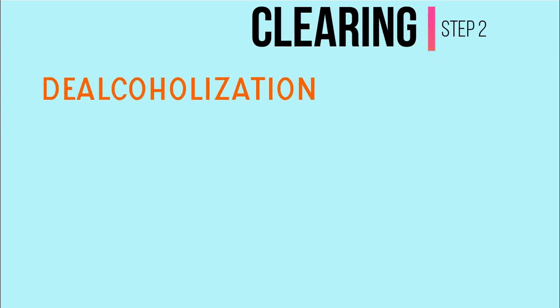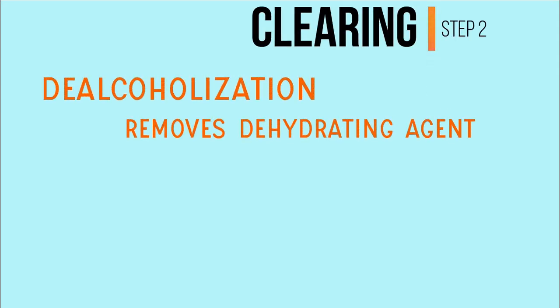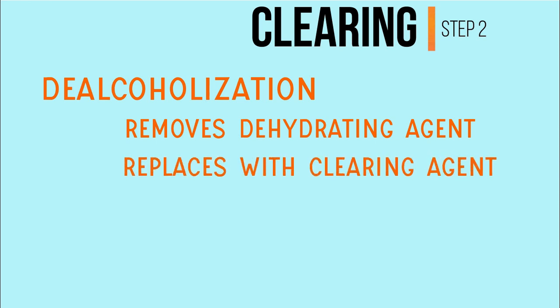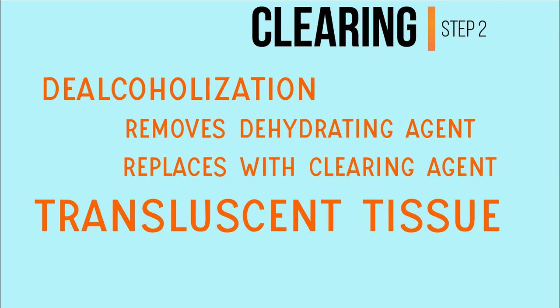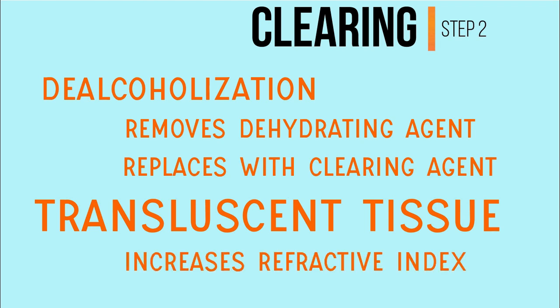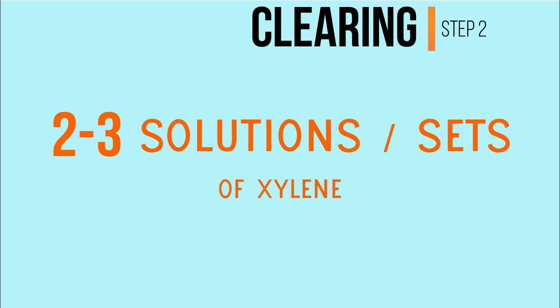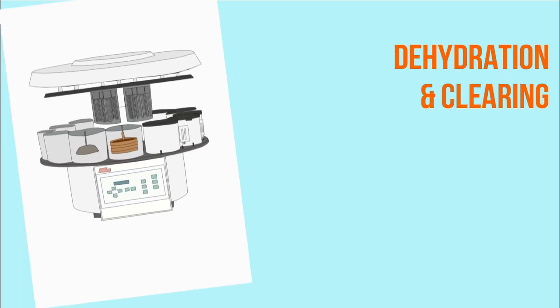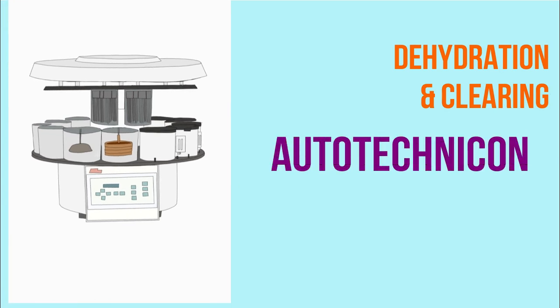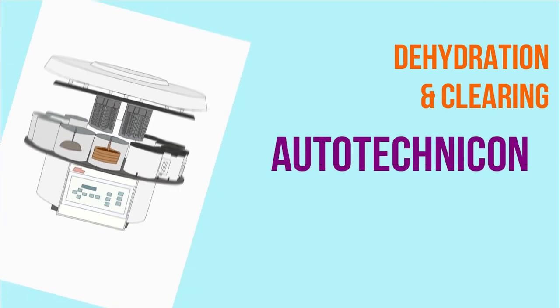Clearing is also known as de-alcoholization, which removes the dehydrating agent and replaces it with a clearing agent, which results in a translucent tissue, increasing its refractive index. In this step, 2 to 3 solutions or sets of xylene clearing agent are used. Dehydration and clearing are done nowadays with the help of the Autotechnicon.